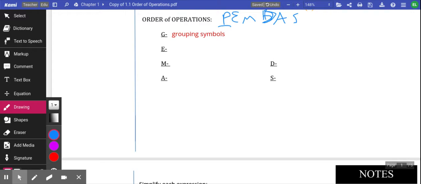However, it is not the only type of grouping symbol. So whenever you have a grouping symbol within a mathematical expression, that needs to be performed first. So you do have parentheses, but you could also have brackets, braces, a radical symbol.